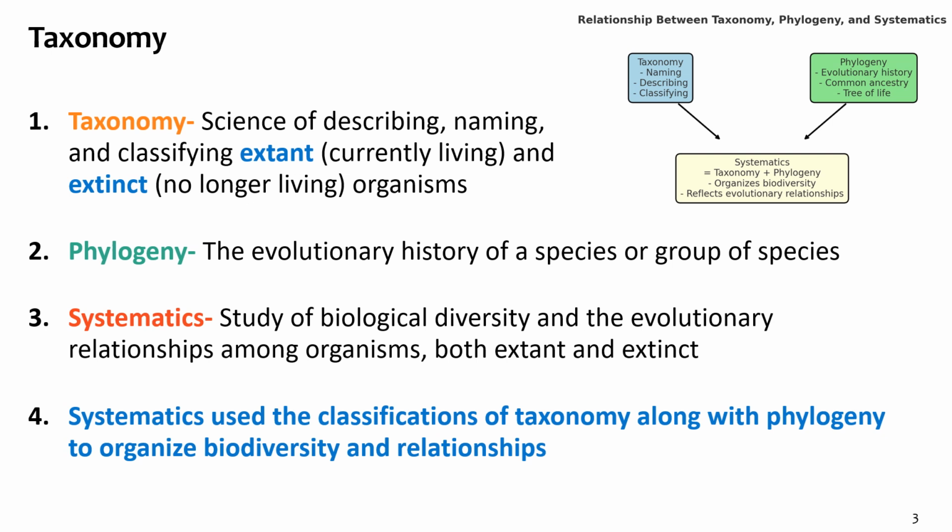Systematics is a broader field that uses both taxonomy and phylogeny to help us, in a broad sense, organize and understand biological diversity and evolutionary relationships among broader groups of species.